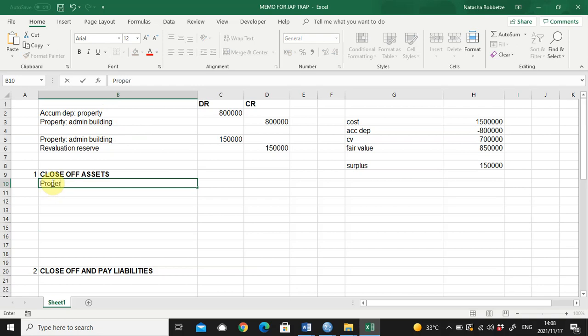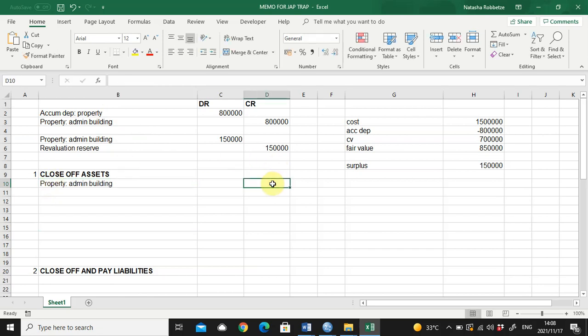So when we want to close off the property now, we're going to take the property account, admin building, and we need to remove it. It's going to be a credit, and we're going to remove it at the fair value of 850,000 because we just did this entry to increase it to 850,000. So the balance in that cost account, or gross carrying account, will now be 850,000, which needs to be eliminated by credit. Again, the accumulated depreciation on the property has already been eliminated, so we cannot apply it again at step 1. That will be double counting.